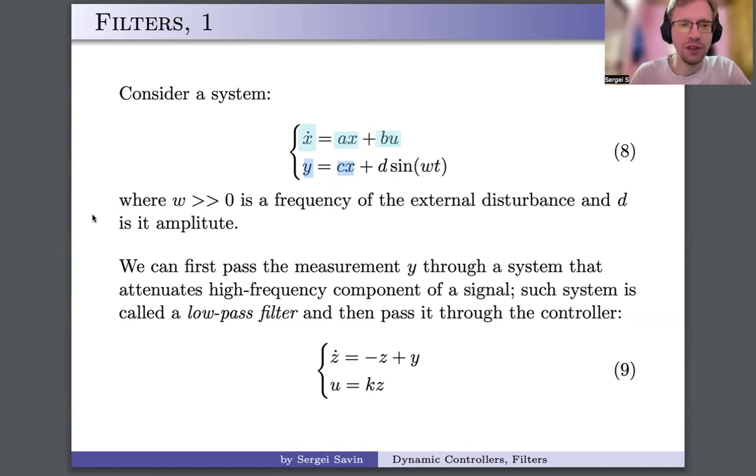This disturbance is itself a signal. It is d times sine wt, where w is a very high frequency. When I say very high, I mean it is much higher than what we hope to see in terms of behavior of x. Like if we exclude this term, then x would be much slower in how it behaves compared to this frequency, right?